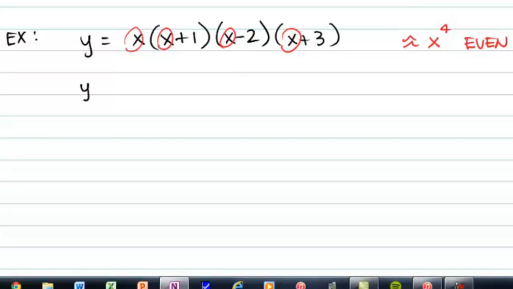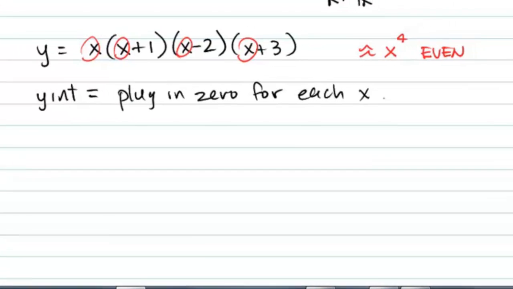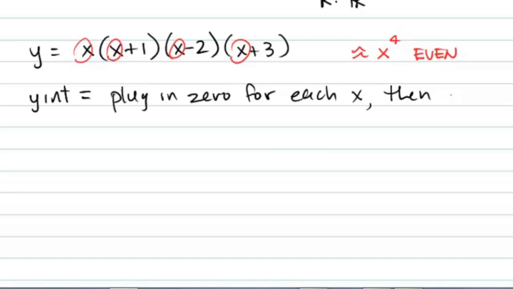Secondly, let's determine the y-intercept. In order to find the y-intercept, that is when x is equal to 0. So plug in 0 for each x, then solve.